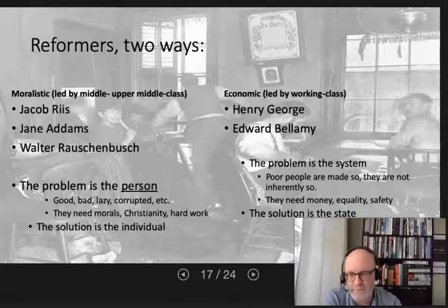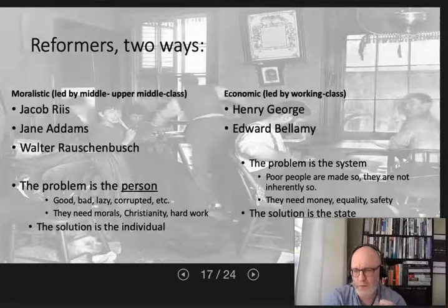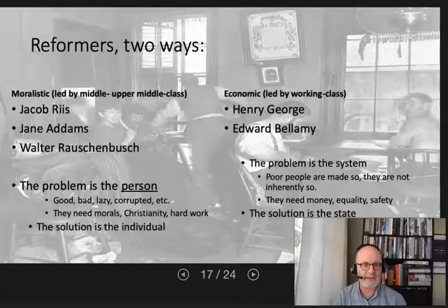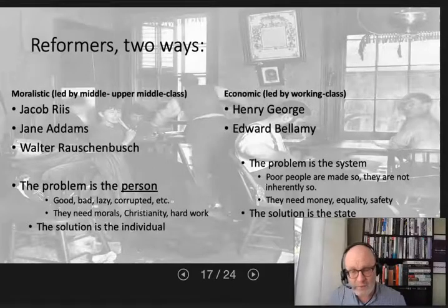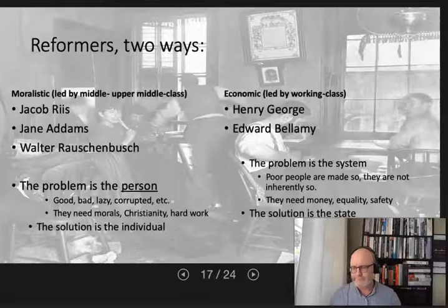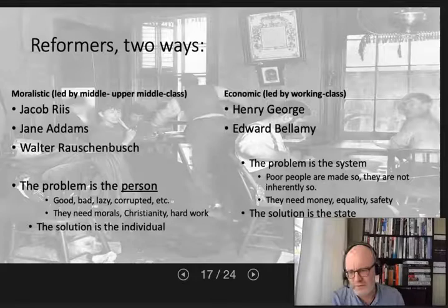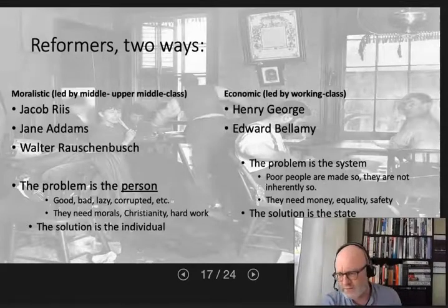And then the solution is not individual. You're not going to fix that through going to Bible school or something like that. You're going to fix that problem through state intervention. Regulating what apartments should have windows, which is a regulation in New York City, or minimum wage laws, worker safety laws, things like that. So these are the two kinds of reform movements in the late 19th, early 20th century.